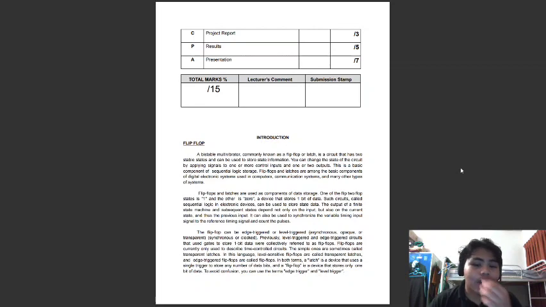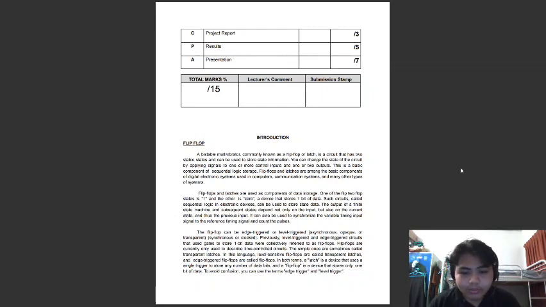Previously, level-triggered and edge-triggered circuits that use gates to store 1-bit data were collectively referred to as flip-flops. Flip-flops are currently only used to describe time-controlled circuits. The simple ones are sometimes called transparent latches. So in this language, level-sensitive flip-flops are called transparent latches, and edge-triggered flip-flops are called flip-flops.